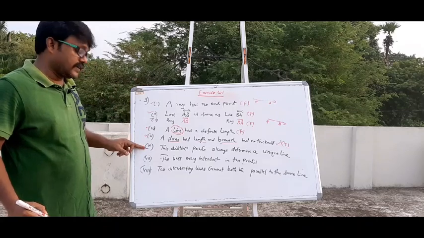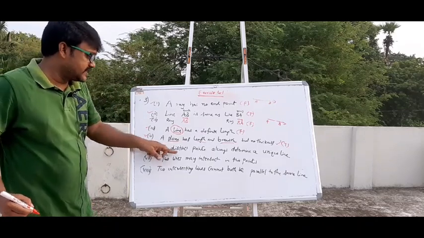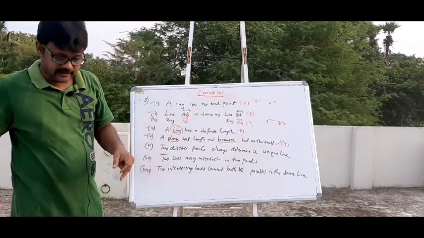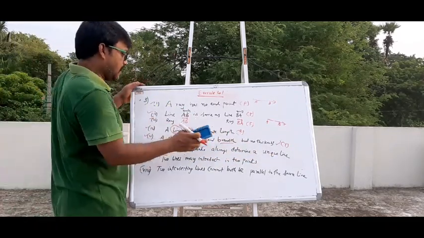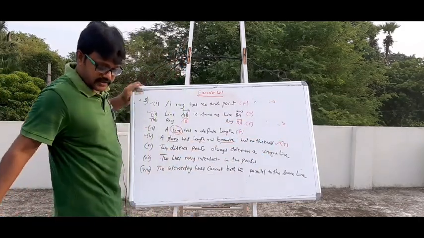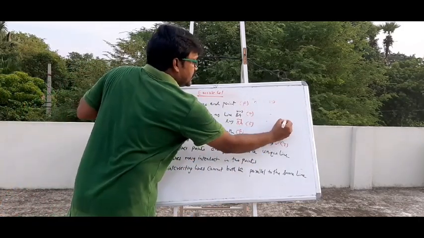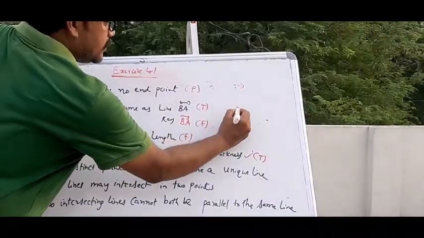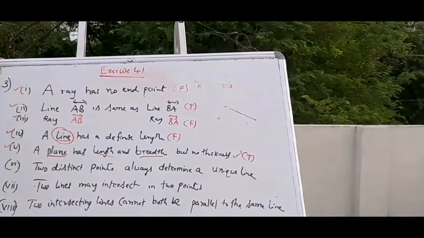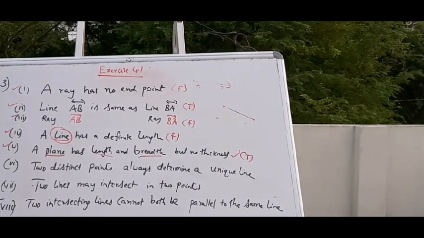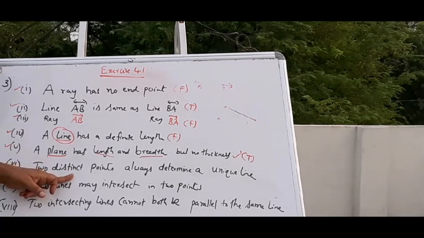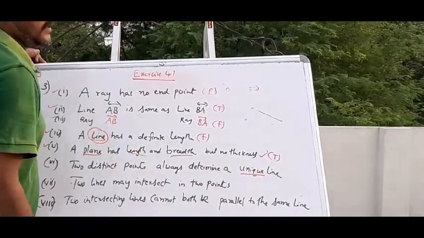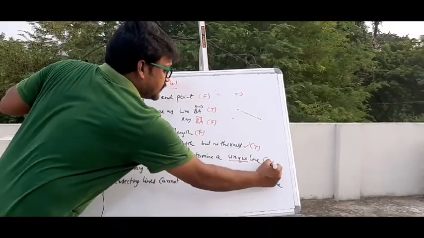Right. Now, let me quickly move to the sixth one. Two distinct points always determine a unique line. Indeed, it is also a true statement. Why? Suppose you take two distinct points, two different points, how many lines can you draw connecting them? Clearly, you can draw only one line, a unique line. You cannot draw more than one line. That is why two distinct points always determine only one line. This is a true statement.